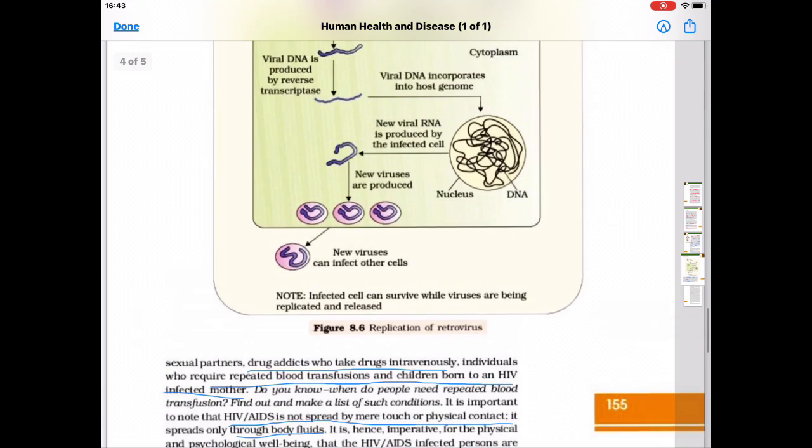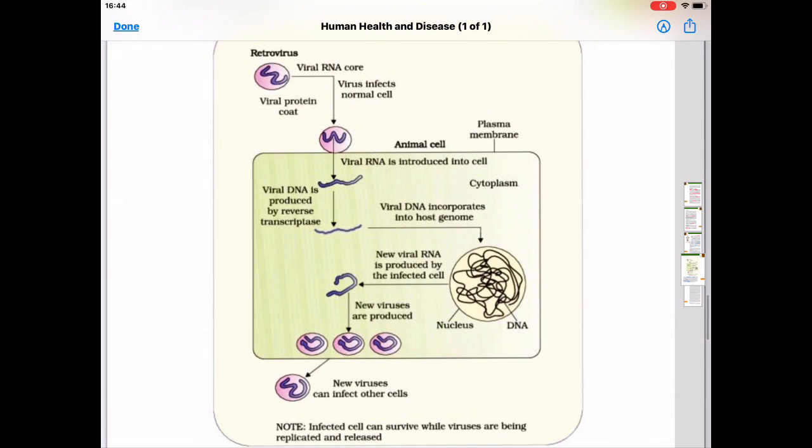After getting into the body of the person, the virus enters into macrophages, where the RNA genome of the virus replicates to form viral DNA with the help of the enzyme reverse transcriptase. Transcription is when DNA forms RNA, and reverse is when RNA forms DNA. So here the enzyme reverse transcriptase is used, which forms DNA from RNA. So viral DNA is formed when the virus enters into the animal cell.